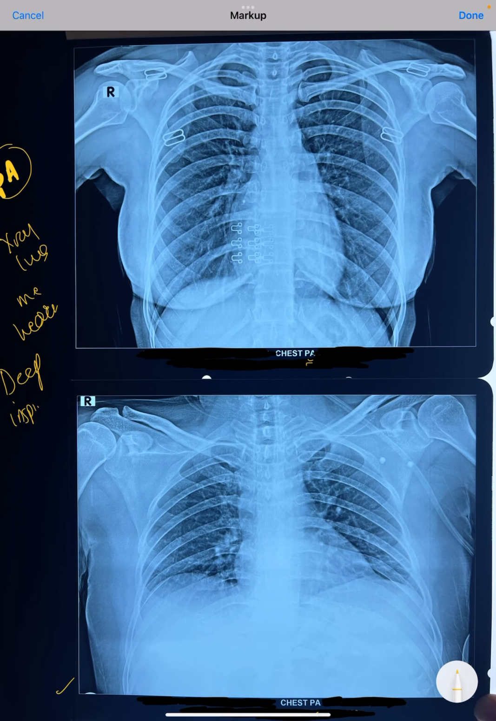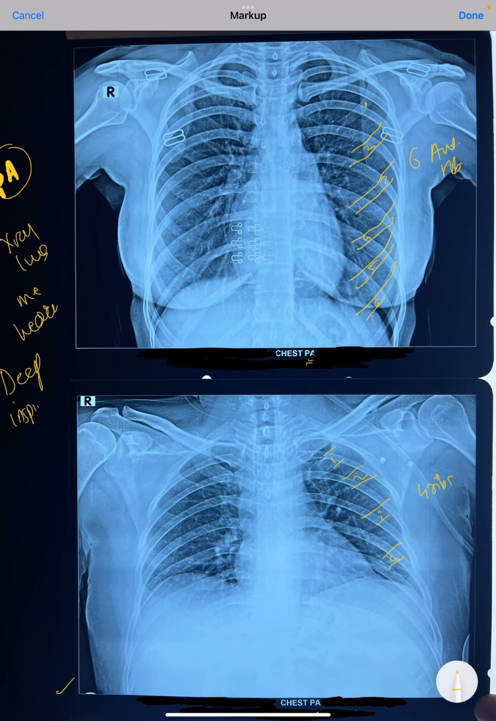We can see the anterior ribs, which we can count: this is rib 1, this is rib 2, this is rib 3, this is rib 4, this is rib 5, this is rib 6. So you can see six anterior ribs which can very easily be visualized. Whereas in this X-ray, this is 1, this is 2, this is 3, and this is hardly 4. So hardly 4 anterior ribs are visible.